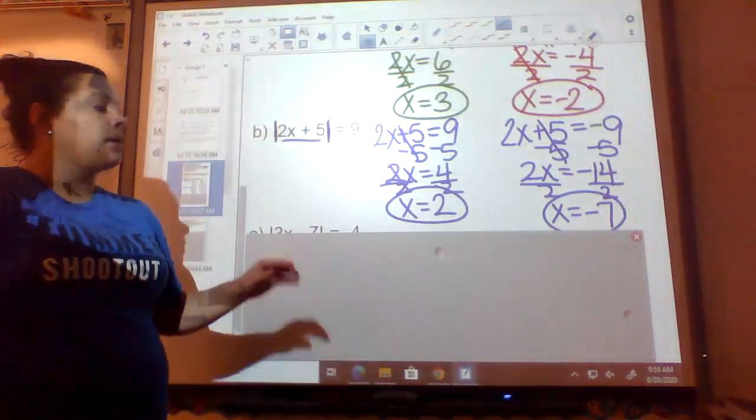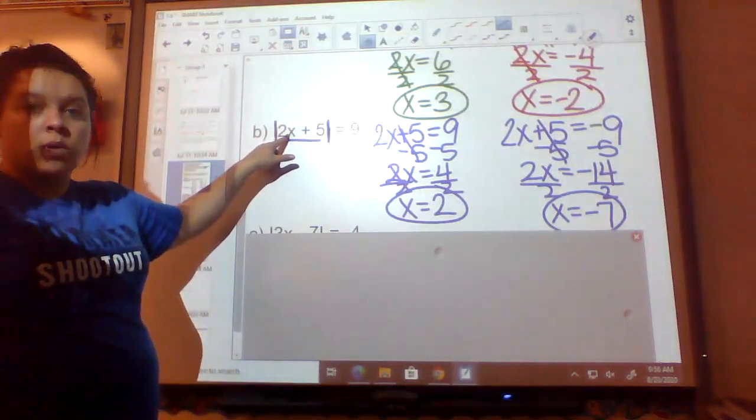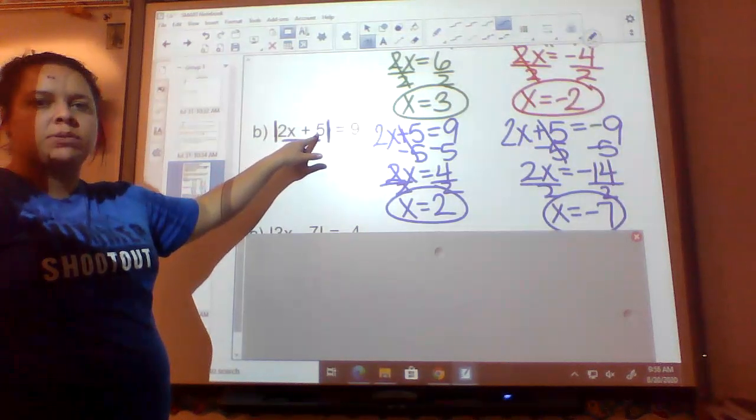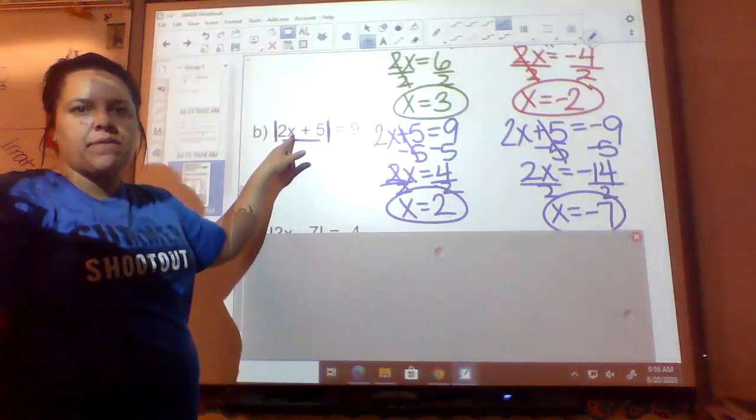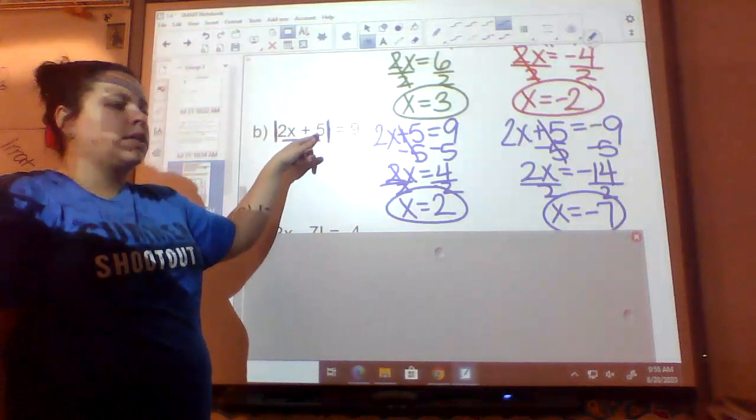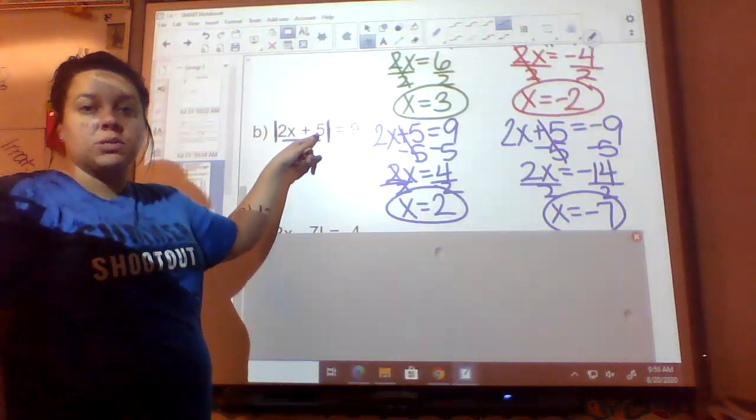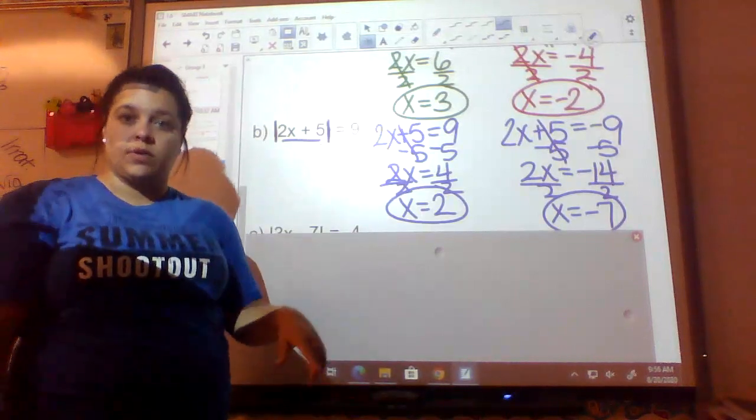Last thing to do is check them. So 2 times 2 is 4. 4 plus 5 is 9. And the absolute value of 9 is 9, so it's good. Negative 7. 2 times negative 7 is negative 14. Negative 14 plus 5, that's negative 9. And the absolute value of negative 9 is positive 9, so it's good.